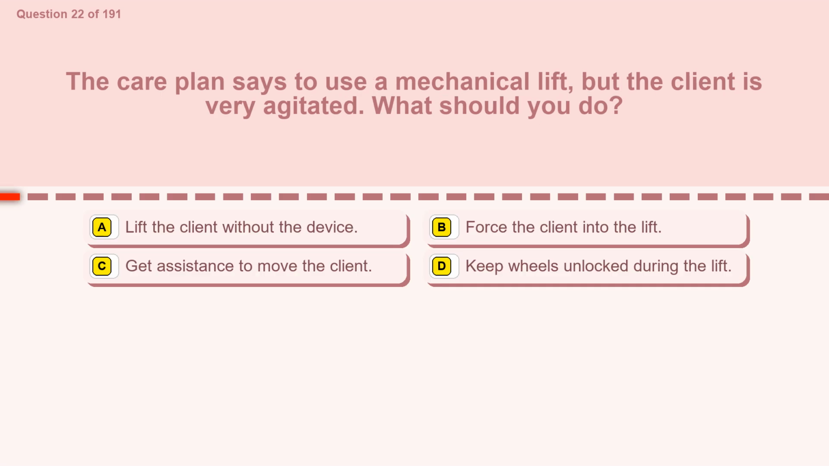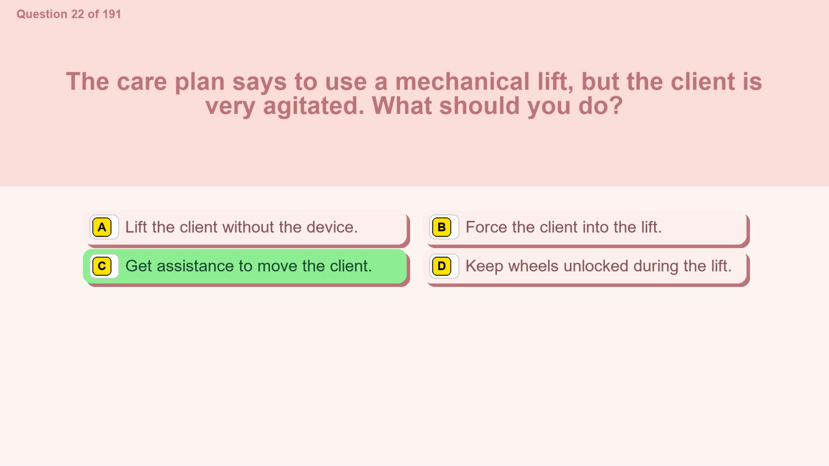Question 22. The care plan says to use a mechanical lift, but the client is very agitated. What should you do? Option A, lift the client without the device. Option B, force the client into the lift. Option C, get assistance to move the client. Option D, keep wheels unlocked during the lift.